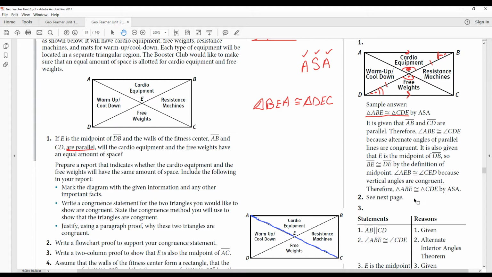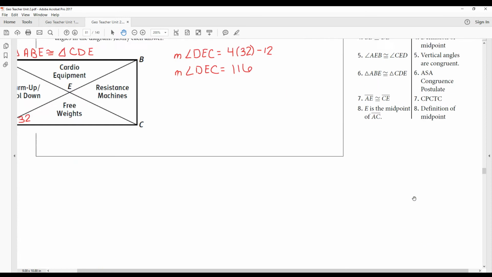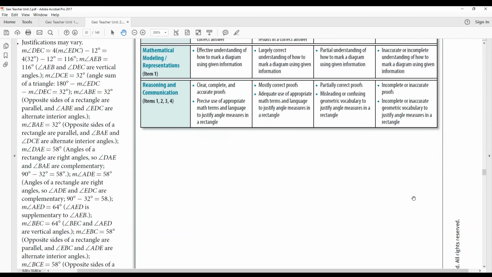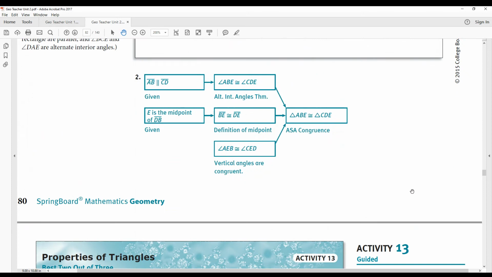Okay, number 2 says write a flow chart proof. So it would be the same process. The flow chart is over here. They start off with the given information, and we had 2 pieces of given information, the parallel lines and the midpoint. From those parallel lines, we got the alternate interior angles congruent. From the definition of a midpoint, we got a statement of congruency about the 2 segments. And then from the picture, we were able to just look at it and see that the pair of angles are congruent.